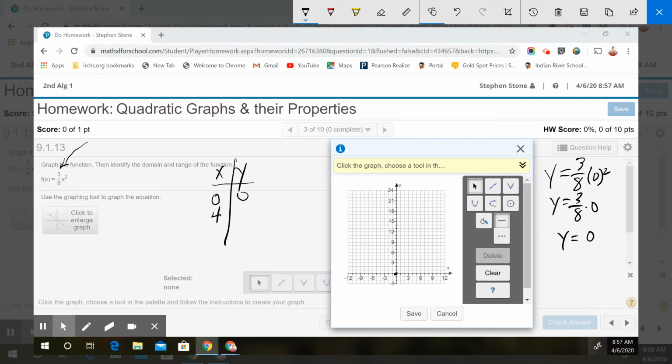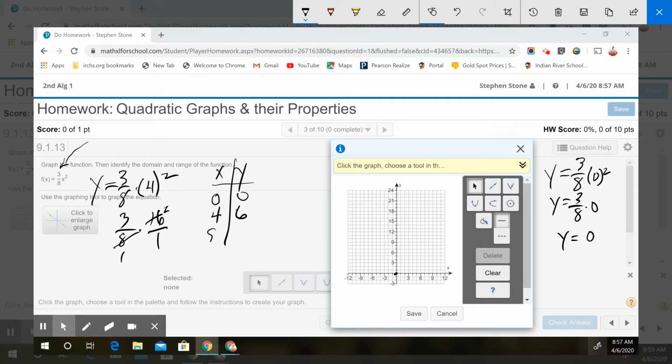Now, why do you think I use 4? Because if I use 4, and I put it in here, I get 3/8 times 4 squared. I get 3/8 times 16, and this becomes 6. So 4, 6 is one of my points.